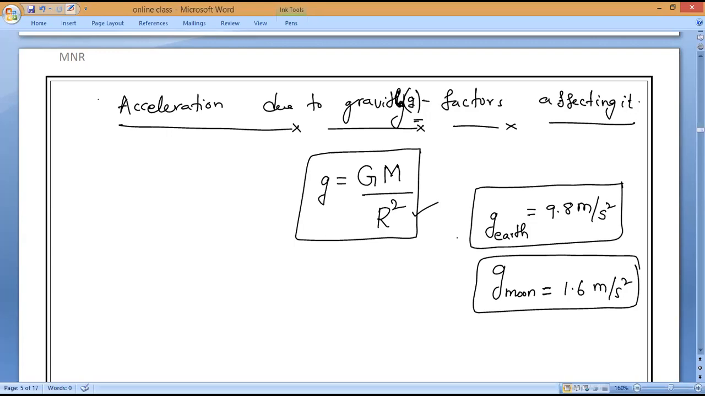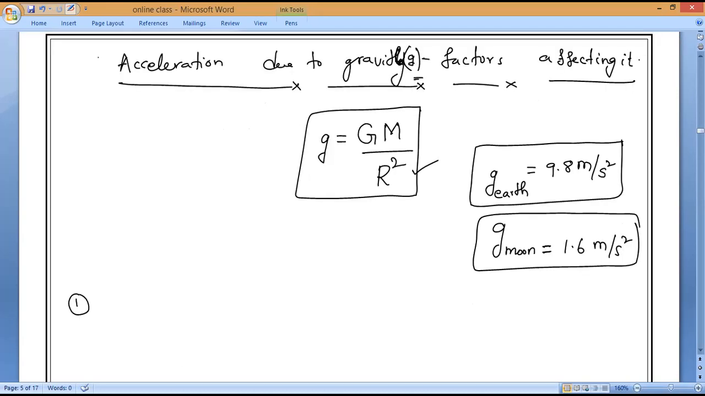Now coming to the factors affecting it, what is the first factor which we already studied long back, everybody? Altitude. Is it yes or no? Altitude is the first factor. So let us find the relation of how the altitude varies the acceleration due to gravity. Okay, everybody.